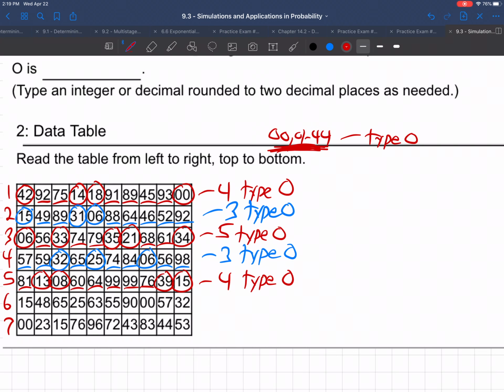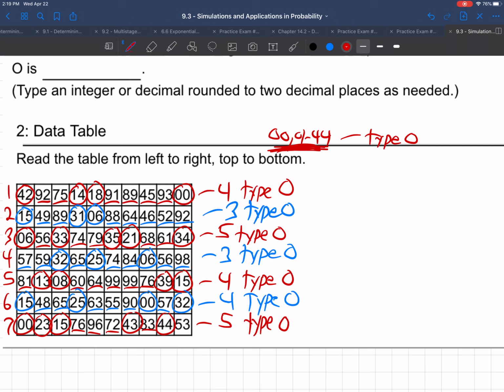Patients had type O blood among those 10. The next ones: 15 yes, 48 no, 65 no, 25 yes, 63 no, 55 no, 90 no, 00 yes, 57 no, 32 yes. So that was 4 type O on that one. Last row: 00 yes, 23 yes, 15 yes, no, no, no, 43 yes, no, 44 yes. That was 5 out of those 10 that had type O.